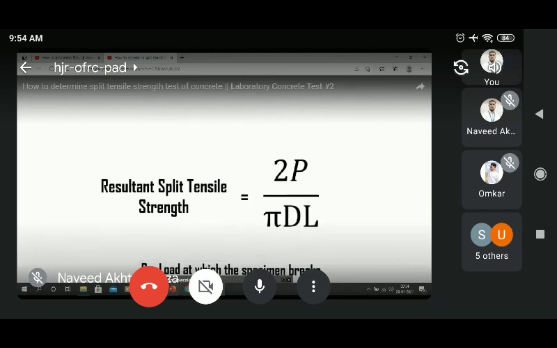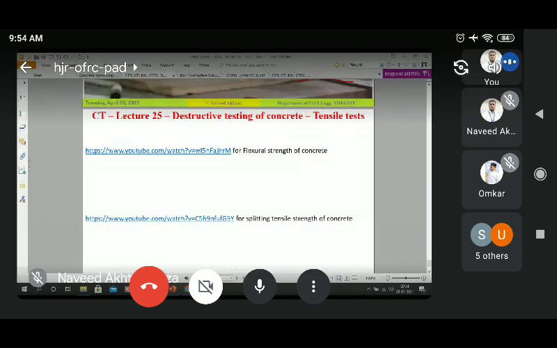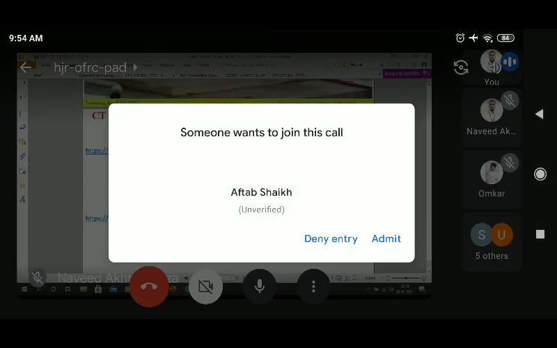So today we have seen and completed the destructive testing of concrete, or you may say the tensile test. Two major destructive tests carried out nowadays are the flexural strength test and the splitting tensile strength test of concrete.